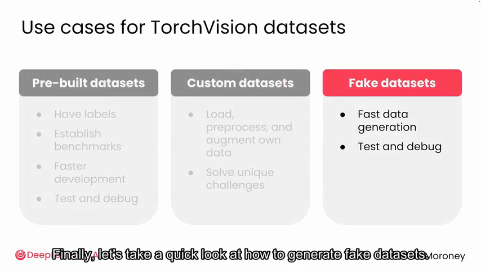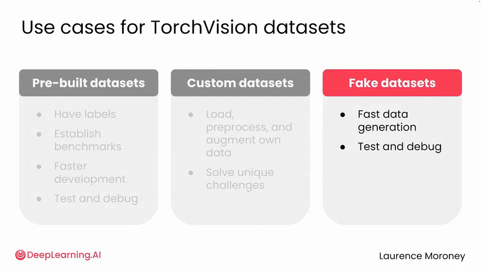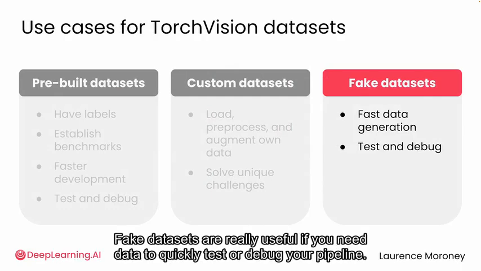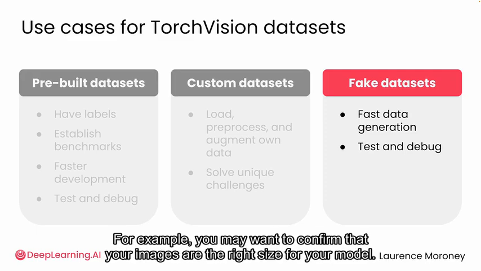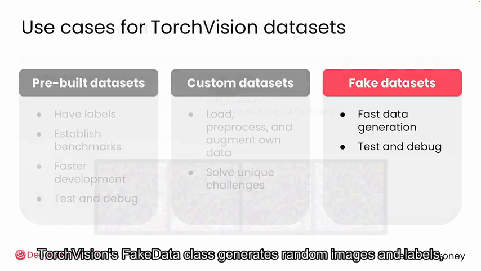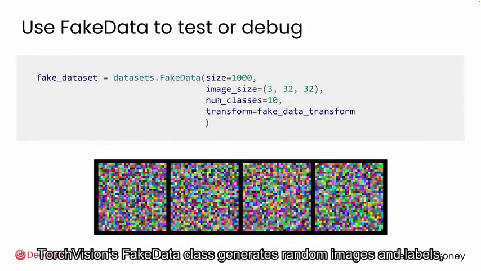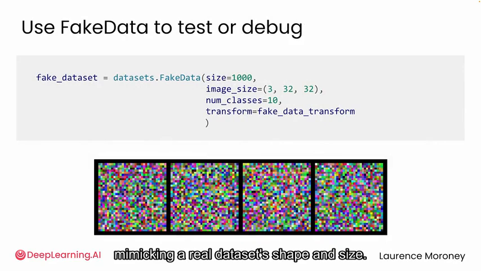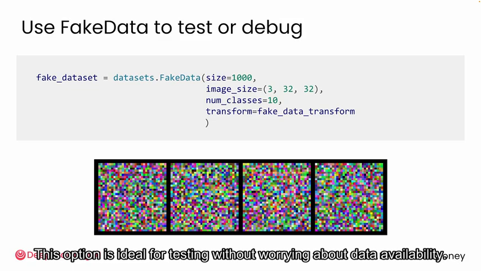Finally, let's take a quick look at how to generate fake datasets. Fake datasets are really useful if you need data to quickly test or debug your pipeline. For example, you may want to confirm that your images are the right size for your model. Torch Vision's fake data class generates random images and labels, mimicking a real dataset's shape and size. This option is ideal for testing without worrying about data availability.